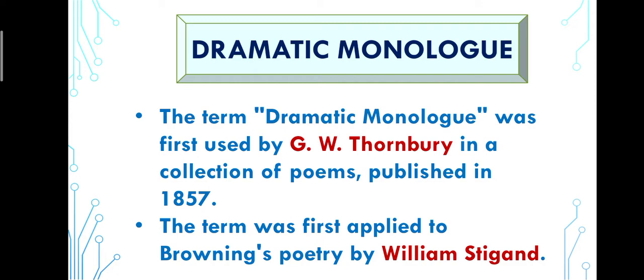Robert Browning is well acclaimed for the use of dramatic monologue in his poetry. Although he wrote in many styles and poetic techniques, he was quite famous for his monologues only. Now, the term dramatic monologue was used for the first time by G.W. Thornbury in a collection of poems published in 1857. The term was applied to Browning's poetry for the very first time by William Stigand.